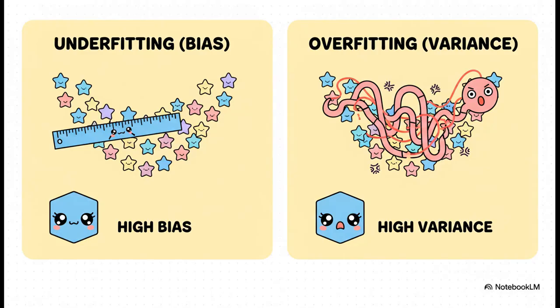Okay, then we have the two types of error we can actually do something about. On one hand, there's bias. This is the error you get from your model making the wrong assumptions. Basically, it's too simple and it's missing the real patterns. We call that underfitting. Then on the other hand, you have variance. This is the error you get when your model is too sensitive to the training data. It's so complex, it starts modeling the random noise instead of the underlying signal. And that is classic overfitting.